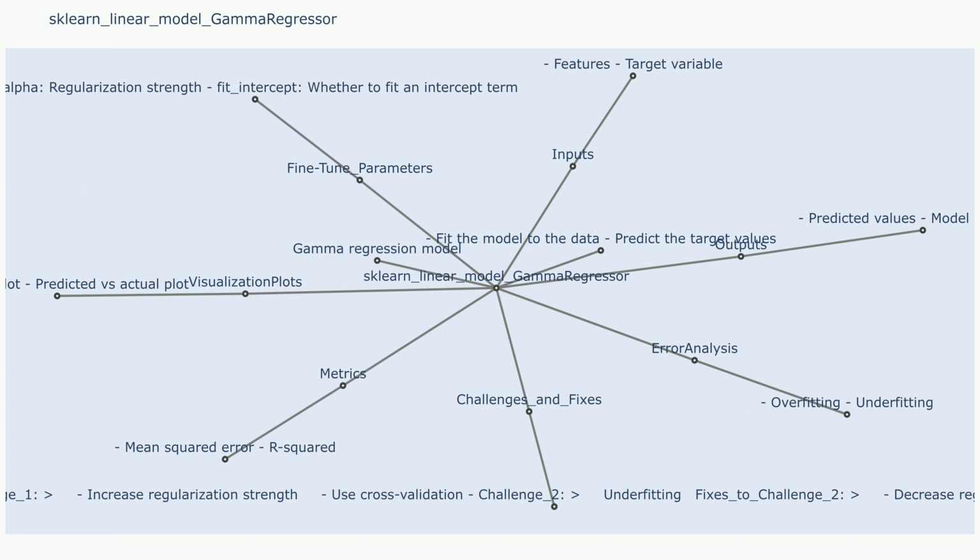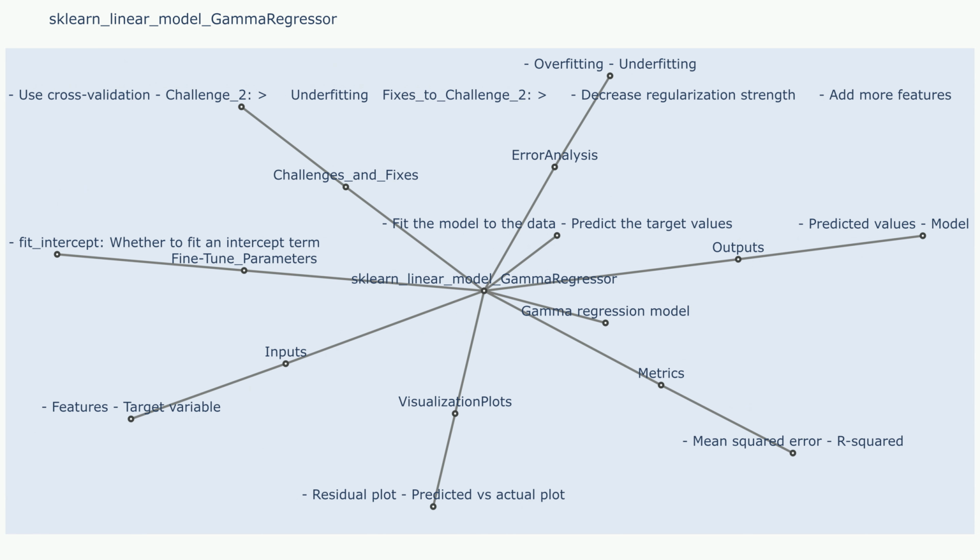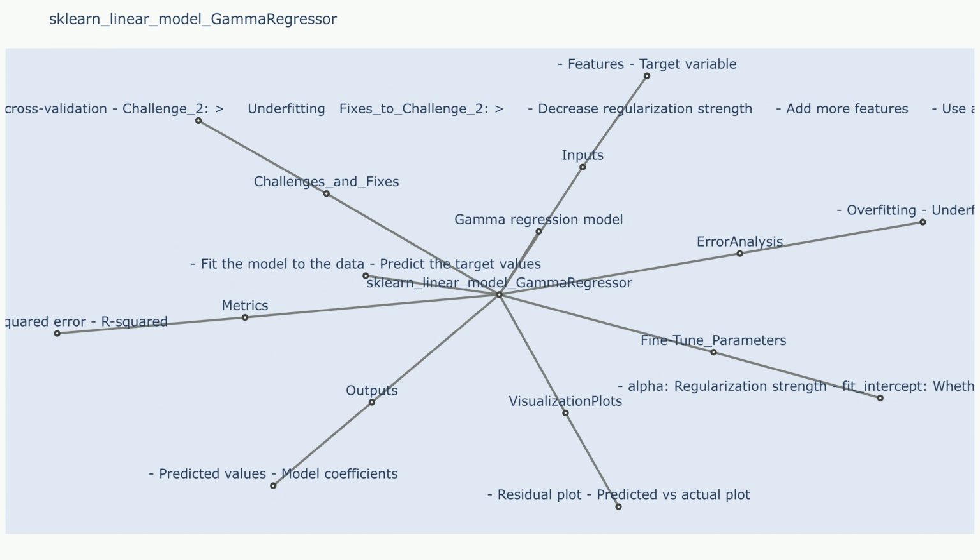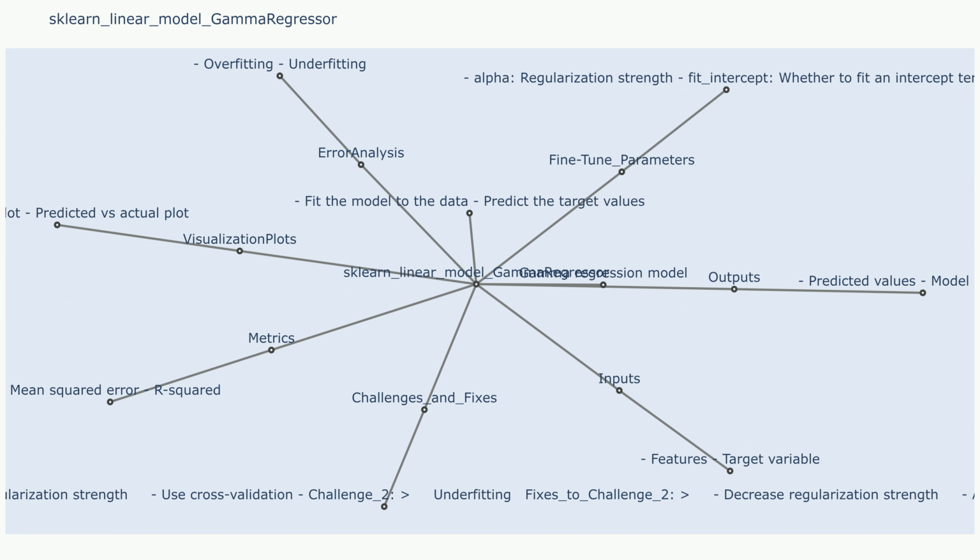Challenges and fixes: Challenge 1: overfitting. The model might overfit the training data, leading to poor performance on unseen data. Sample use case that resulted in challenge 1: when the training dataset is small and contains noise. The model might learn the noise instead of the underlying patterns. Fixes to challenge 1: increase the regularization strength alpha to penalize complex models and encourage simpler ones. Use cross-validation to evaluate the model's performance on unseen data and identify potential overfitting.